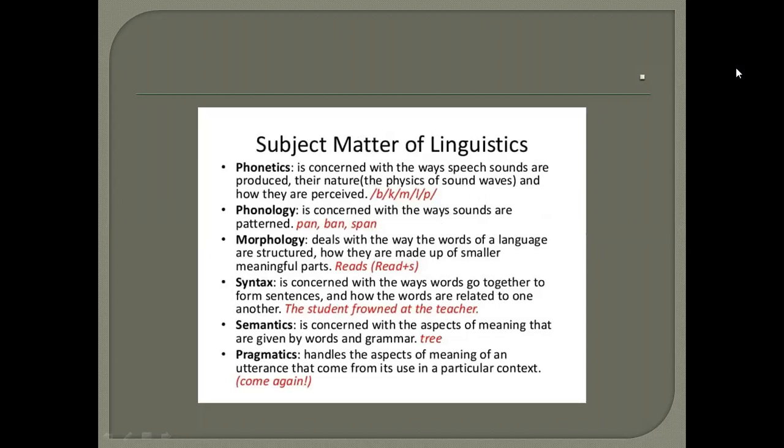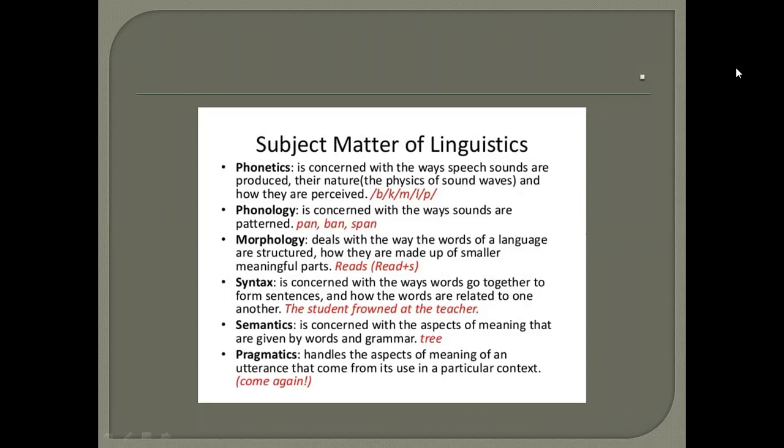Phonetics. Phonetics is concerned with the ways speech sounds are produced, their nature, the physics of sound waves, and how they are perceived. That is ba, ka, ma, la, pa. How the sounds are produced, it is concerned with this.